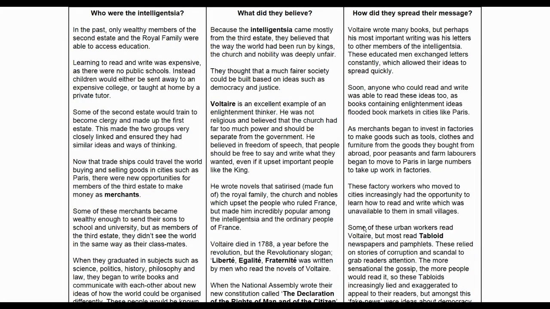He wrote novels that satirized, made fun of, the royal family, the church, and nobles, which upset the people who ruled France, but made him incredibly unpopular among the intelligentsia and the ordinary people.